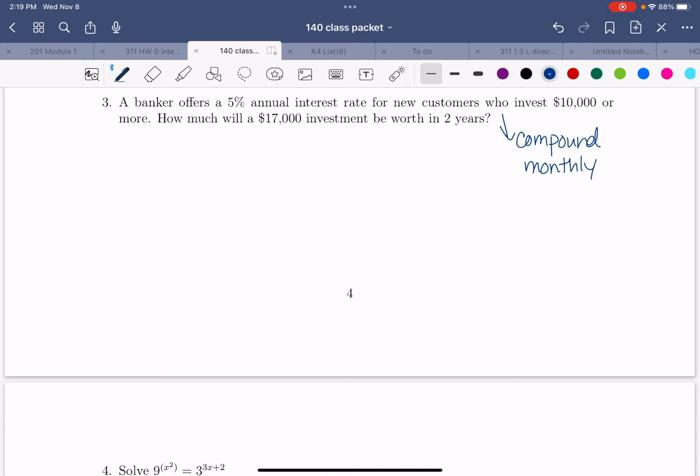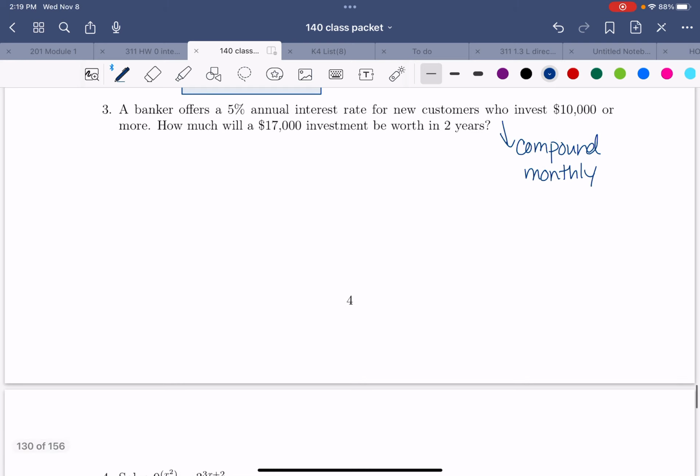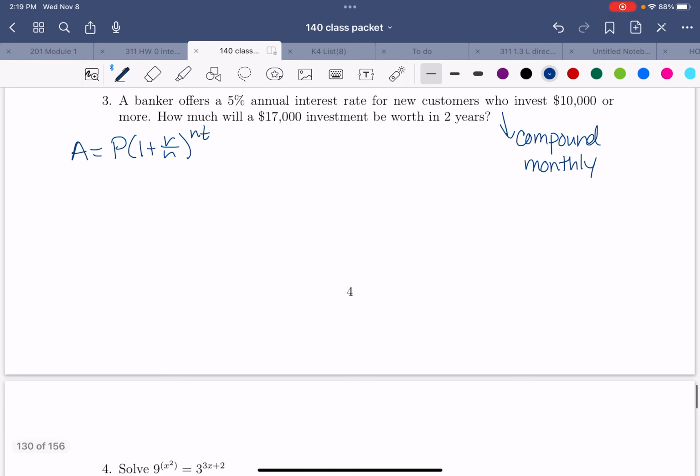Okay, so if it's compounded monthly, we're using the 1 plus formula. If it's compounded continuously, we're using the PE to the RT formula. So because it's compounded monthly, we're going to use the A equals P times 1 plus R over N to the NT formula. Your P is the 17,000. Your R is the rate as a decimal. So 5%. To convert to a decimal, you would divide by 100, which turns out to be 0.05.